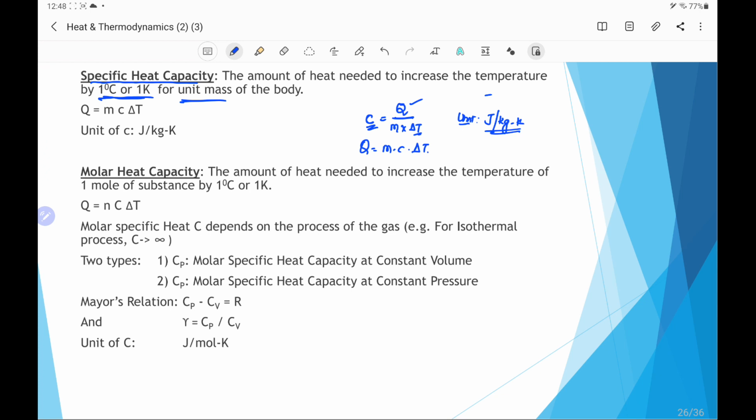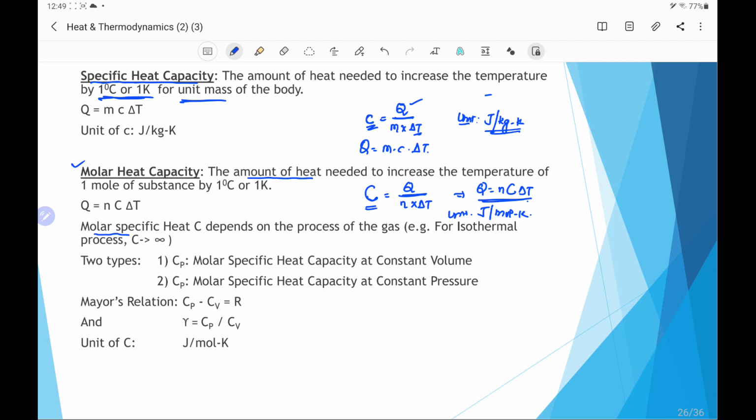Similarly, we can define the molar heat capacity, in which the amount of heat required to raise the temperature 1 Kelvin or 1 degree Celsius of 1 mole of gas or substance, that is called the molar heat capacity. Therefore, the capital C, which represents the molar heat capacity, is equal to Q by, here we will use the number of moles, small n into delta T, and this implies that Q equal to n into capital C into delta T. Here C is the molar heat capacity and unit is joule per mole Kelvin.